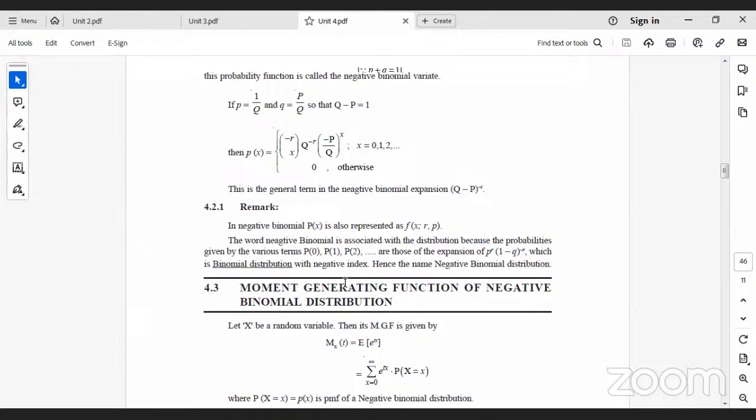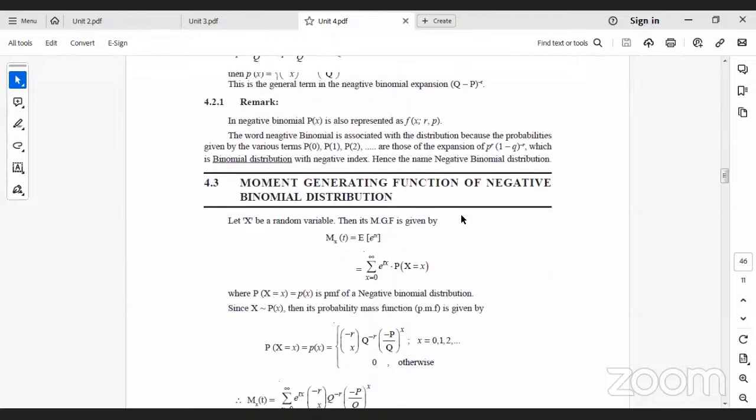The word negative binomial is associated with the distribution because the probabilities given by the various terms p0, p1, p2, p3 and so on are those of the expansion of p power r into 1 minus q. In the binomial distribution law the index is positive, whereas here it is a negative index, so it is called the negative binomial distribution.